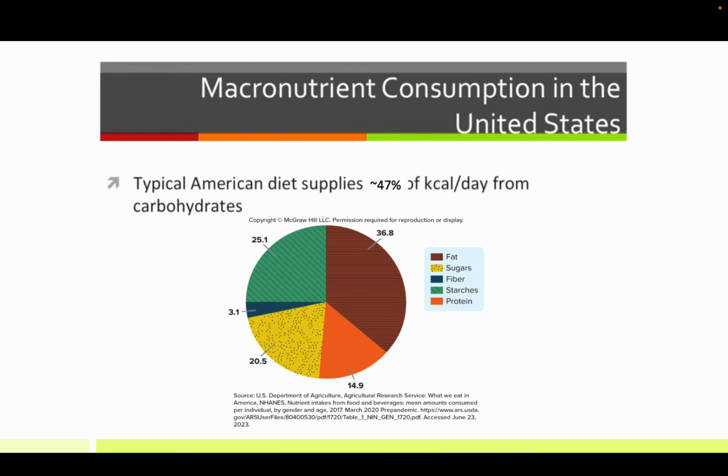Now, when it comes to carbohydrates, what does a typical American consume per day? On average, Americans consume about 47% of their kilocalories from carbohydrates. The Dietary Guidelines for Americans recommends that 45 to 65% of your total calories come from carbohydrates. So, for example, if you eat about 2,000 calories per day, between 900 and 1300 calories should be derived from carbohydrates, preferably from ones that are mostly unrefined. This is about 225 to 325 grams of carbohydrates per day.